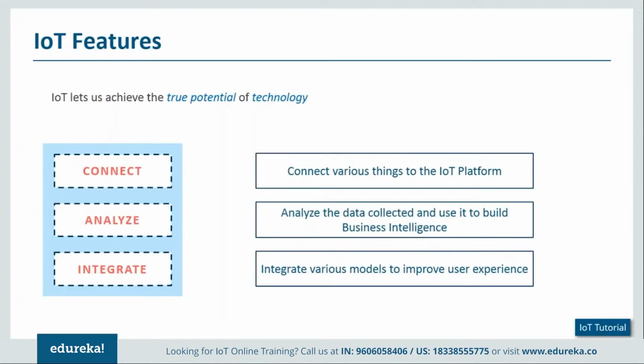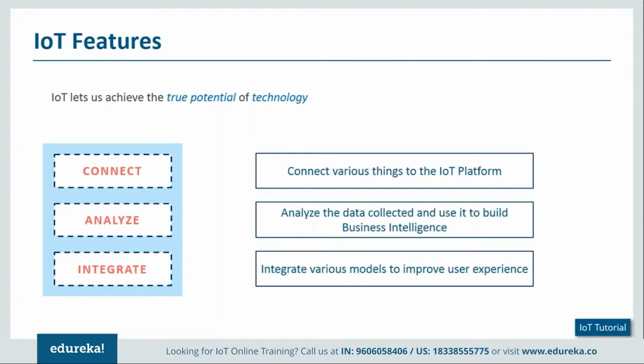Now there are mainly three aspects to Internet of Things as to how it works. First is the connect aspect. Here basically what you need to work on is you need to ensure that there's connectivity between all the things around you, all the necessary things, to the Internet of Things platform.